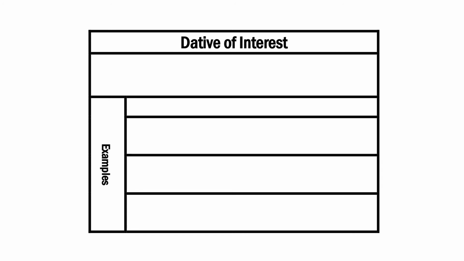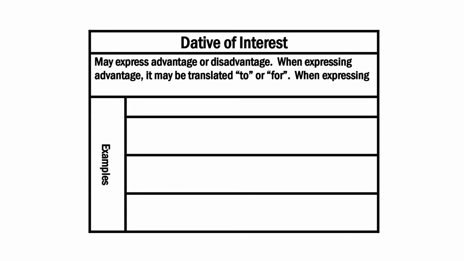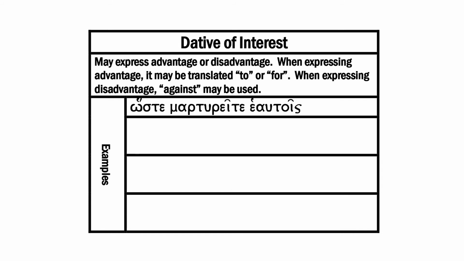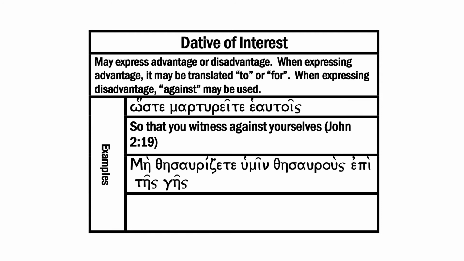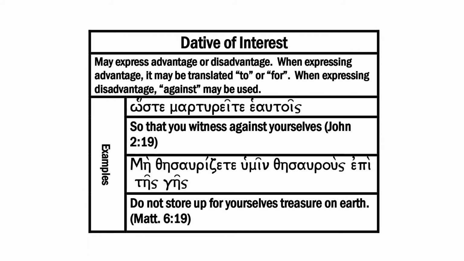Next is dative of interest. It may express advantage or disadvantage. When expressing advantage, it may be translated to or for. When expressing disadvantage, against may be used. Hoste martyreite heautois, so that you may witness against yourselves. Me thesaurizete humin thesaurous epi tes ges. Do not store up for yourselves treasures on earth, Matthew 6:19.